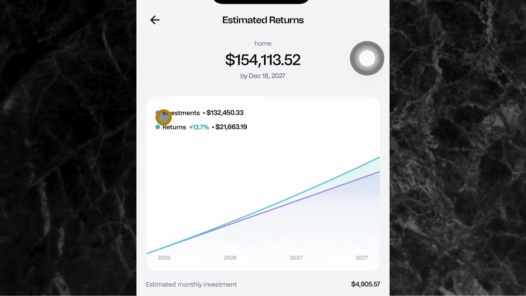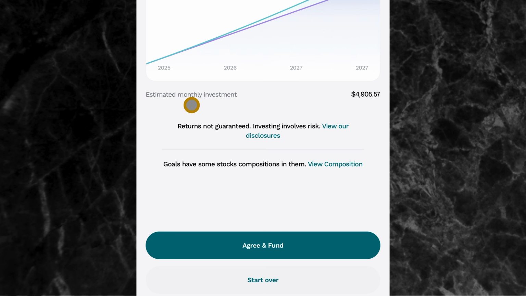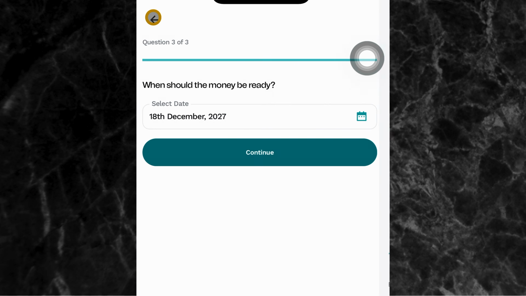And then you can see right here, they're telling you that your investments will be $132,000. And then the returns you'll be getting will be about $21,000. And then they're telling you that your estimated monthly investment should be $4,900. So what they're telling you is that for you to reach your goal, you must be investing at least $4,905 every month. So once you're able to invest that every month, you will definitely reach your goal by this date, this December 18, 2027. So once you've seen that and you agree, just click on agree and fund. So once you click on agree and fund, then you go ahead and start your investment plan for this. It is as simple as that.